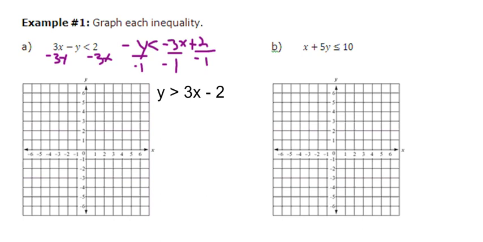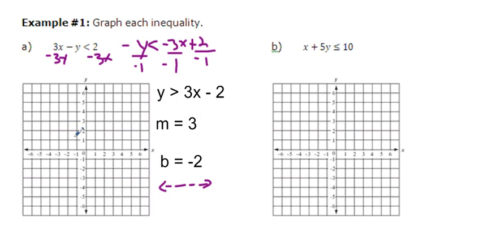So I am going to graph just like I normally do. I need the slope, right? So my m is 3. My b is negative 2. The only other thing I need to think about is the type of line I'm going to draw and the way I'm going to shade. Since this does not have an equal with the inequality, it is a dashed line.